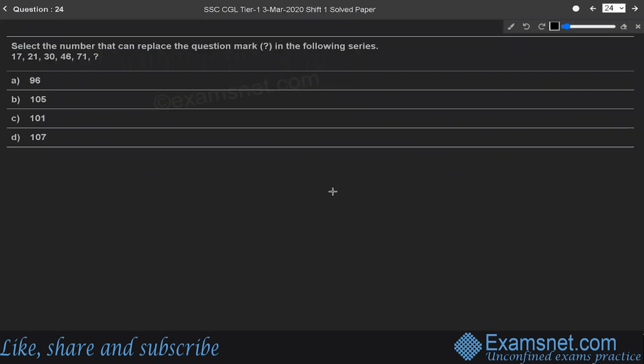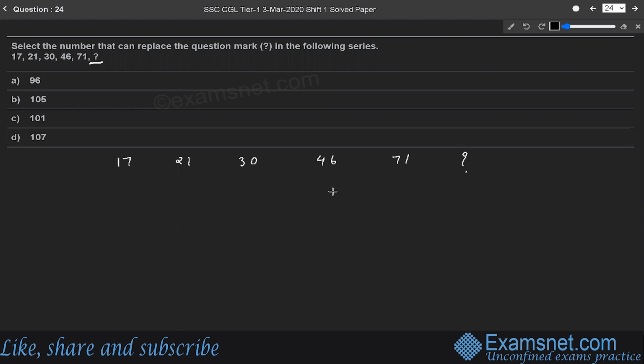Next question is, select the number that can replace the question mark in the following series. So the series which is given to us is 17, 21, 30, 46, 71 and question mark. It means that we have to find the last number for the given series. So what do you think can be the concept behind this question? All we have to do is understand the logic or the pattern of the given series. If you got the logic or the pattern, then you are done with this question.